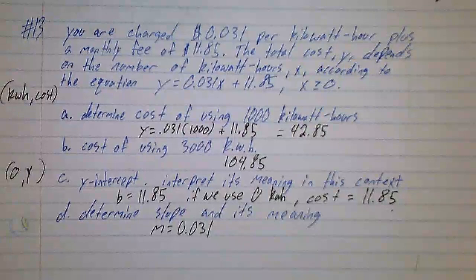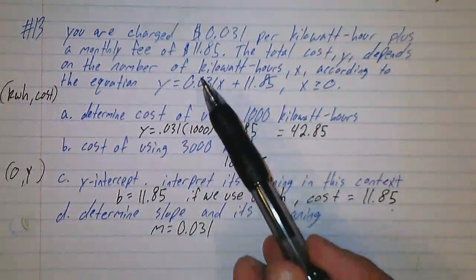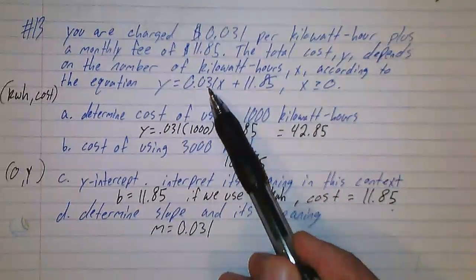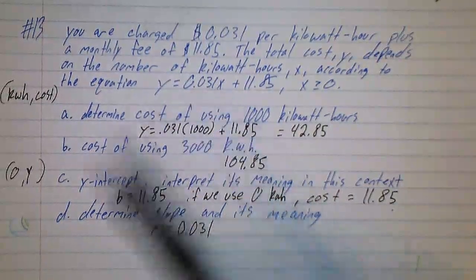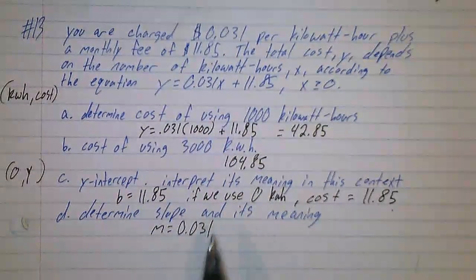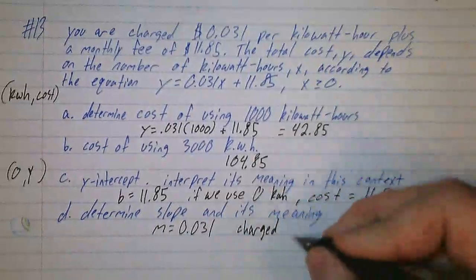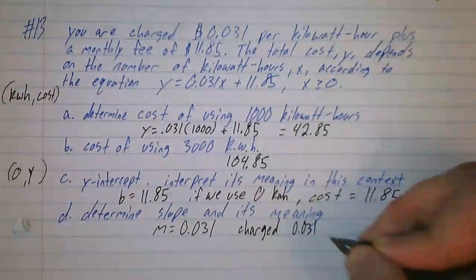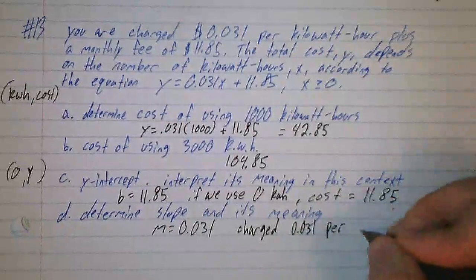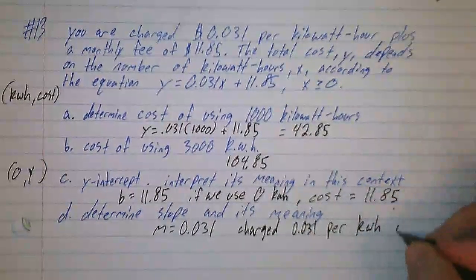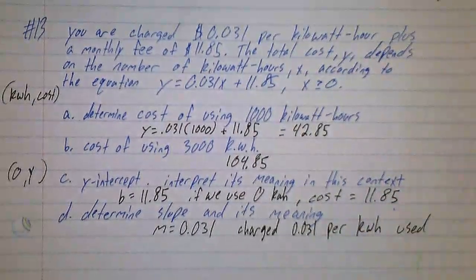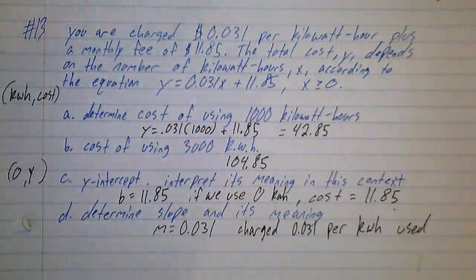So in these linear problems, y equals mx plus b, the slope is 0.031. X is the number of kilowatt hours used. So we are charged 0.031 cents per kilowatt hour used. So let me know if you have any questions on that.